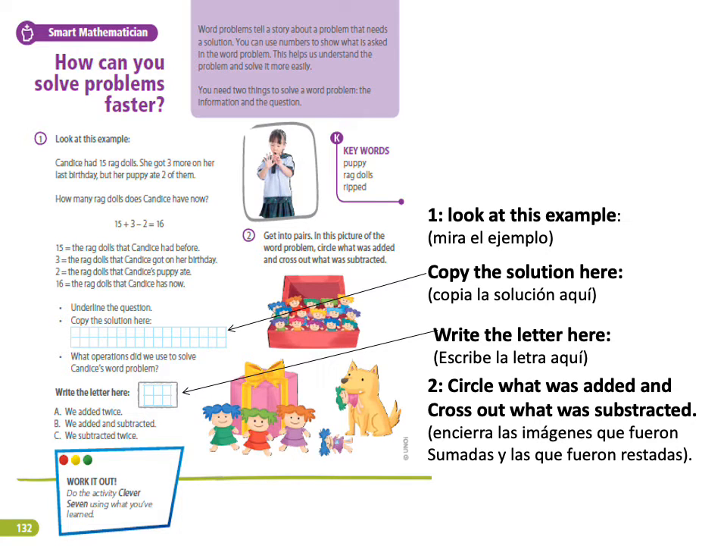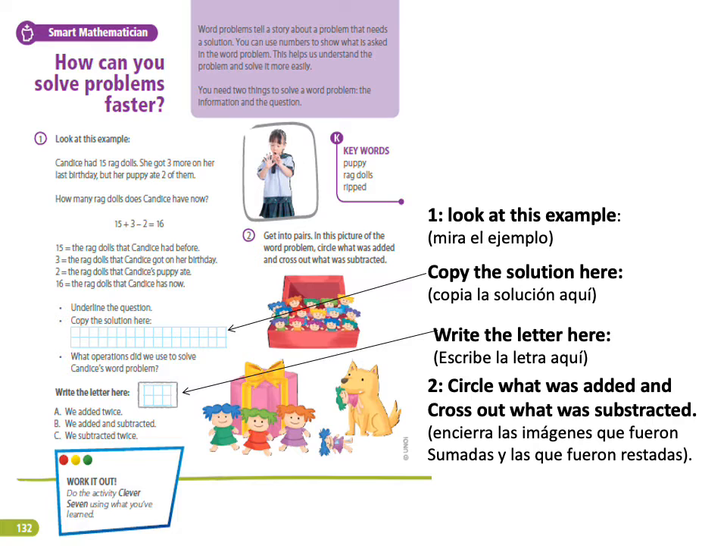Then, what operation did we use to solve Candice's problem? So what operation did we use? Write the letter here. Letter A. We added twice, so we say plus 2 times. Letter B. We add and subtract, we say plus and minus. Or C. We subtract twice, we say minus 2 times. Write the correct word in the rectangle.